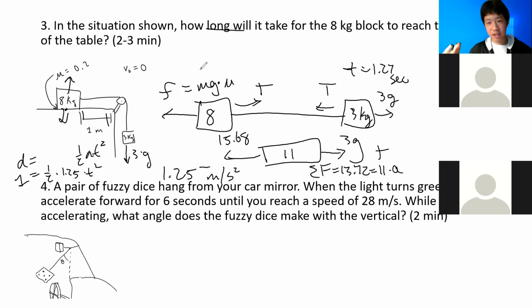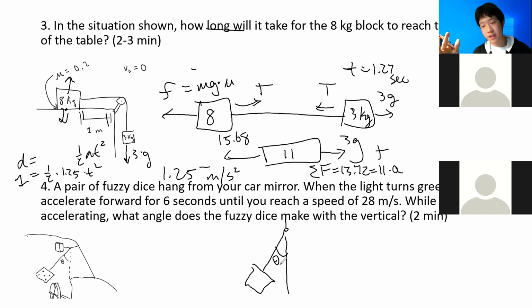This one is actually a really tricky problem. First time I saw this kind of problem, I was absolutely stumped. So we have a fuzzy dice. And as the car accelerates forward, as we know, stuff in the car is going to move backwards, right? So this is asking for, while we're accelerating, what's the angle that this fuzzy dice makes with the vertical? So it's going to ask for this theta here.